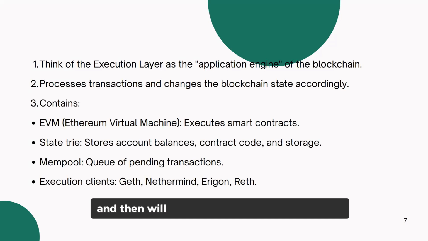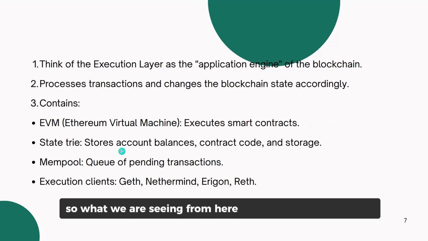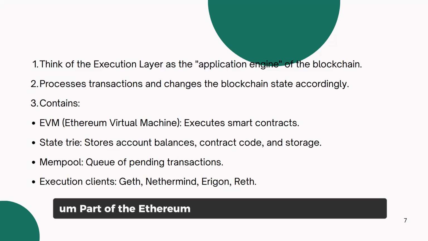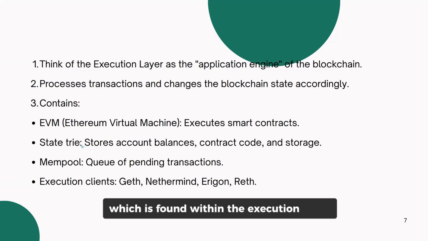And then we'll be seeing things like the memory, the stack, and storage. So what we are seeing from here is that the part of the Ethereum protocol that handles your account balances, your contract code and storage is the state trie, which is found within the execution layer.